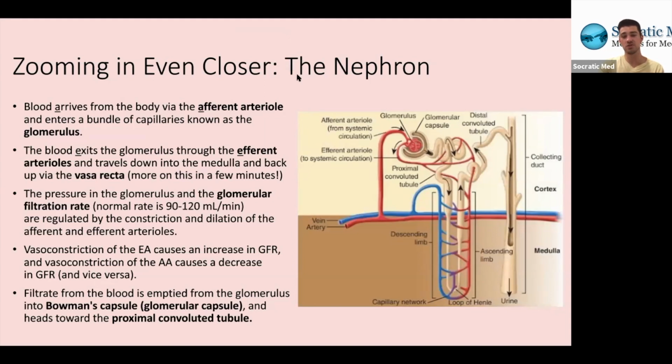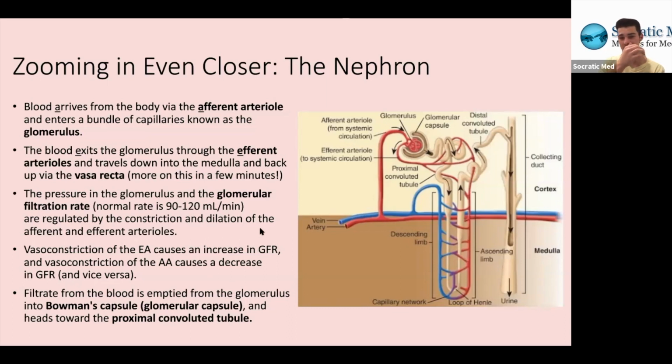Likewise, the vasoconstriction of the afferent arteriole causes a decrease in glomerular filtration rate because it's cutting off the blood supply to the glomerulus. So if we cut off the blood supply by constricting the afferent arteriole, and we keep the efferent arteriole open, the glomerulus is going to lose blood volume and it's going to lose blood pressure, and the GFR is going to go down. And the same applies vice versa. Vasoconstriction of the EA causes an increase, vasodilation of the EA causes a decrease.